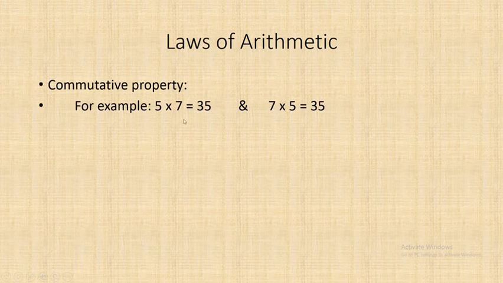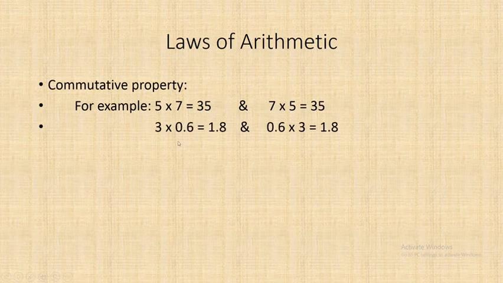Here's 5 times 7 equals 35, but here it's 7 times 5 equals 35 again. So the commutative property is just if you change the places of the numbers, here 5 and 7, and here 7 times 5, you will have the same answer. So I can switch the places of the numbers to make my calculation easier. Okay, let's have another example. 3 times 0.6 equals 1.8. And 0.6 times 3 equals the same number, 1.8.